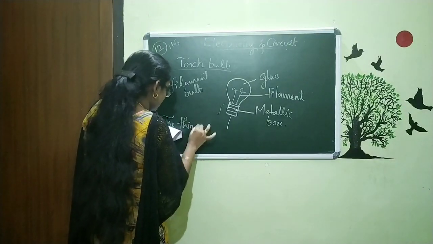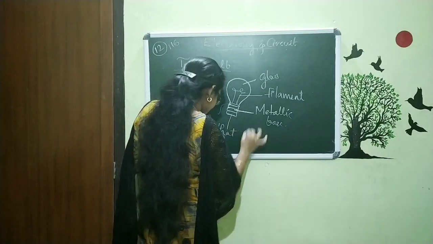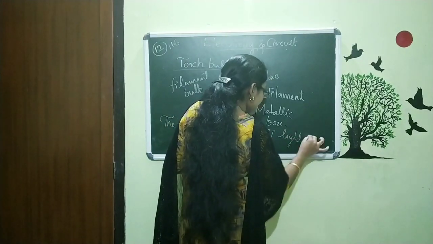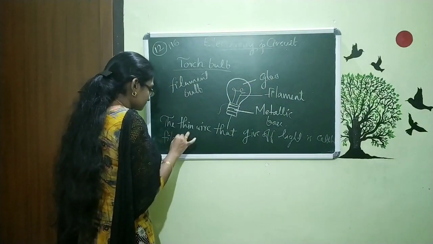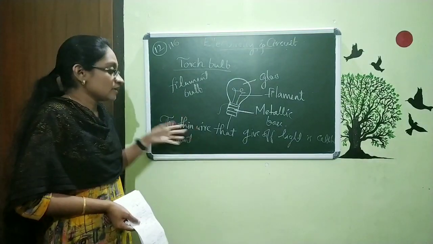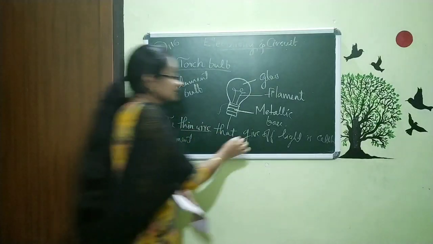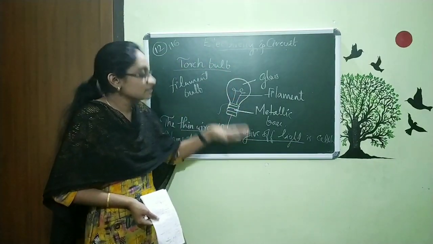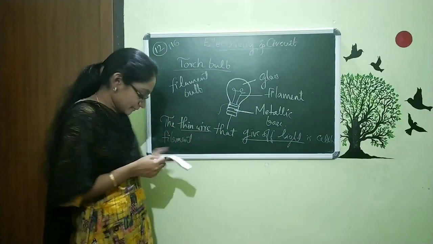The thin wire that gives off light is called the filament of a bulb. So the definition is this: it is one very thin wire, and we can see it with our eyes, but still it is very thin. So it is a thin wire that gives off light. Giving off light means it is emitting light. Very simple definition. You want to remember this definition.